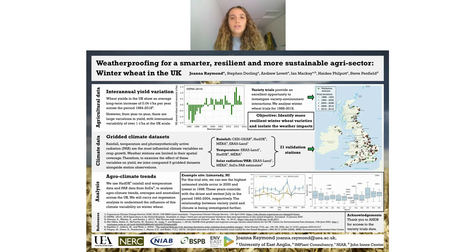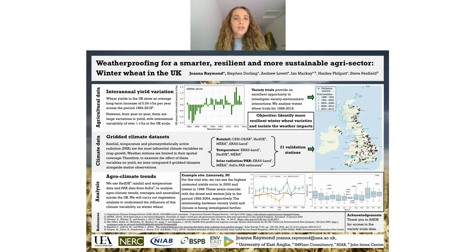Winter wheat trial locations for the last 30 years can be seen in the map colour-coded by the year in which they were used. Each site location is subject to a different environment with climatic differences. Therefore, we can use this data to look at the interaction between varieties and the environment. So our objective is to identify more resilient winter wheat varieties and isolate the weather impacts. So to go with this variety trials data, we've been exploring the best gridded data set to use.